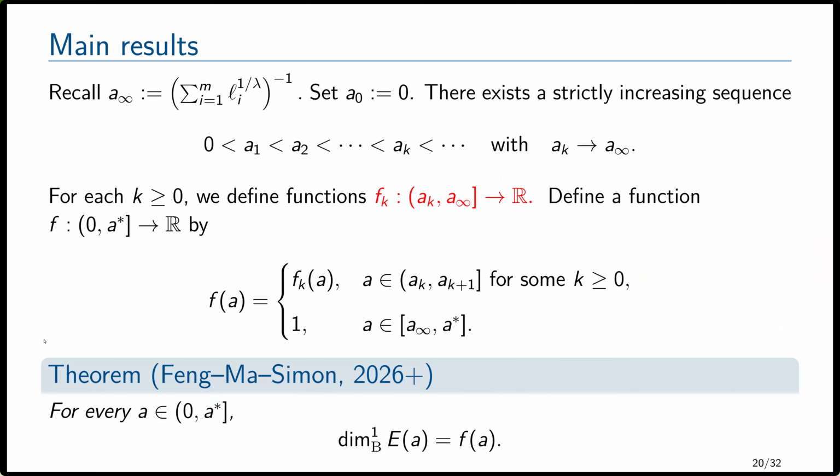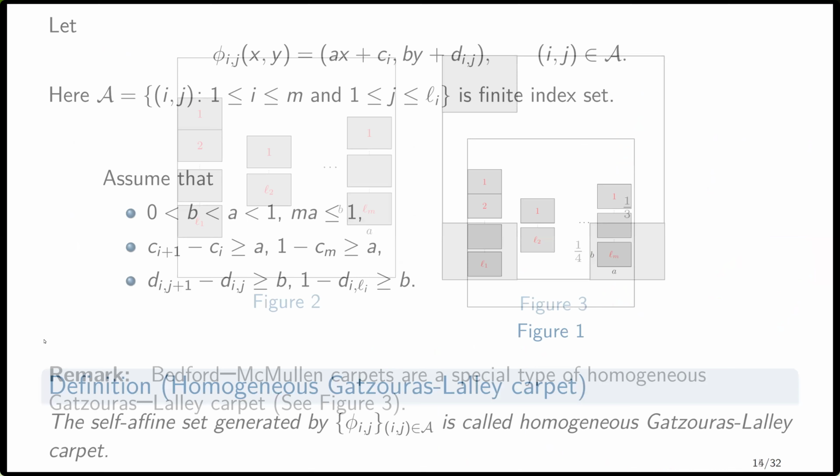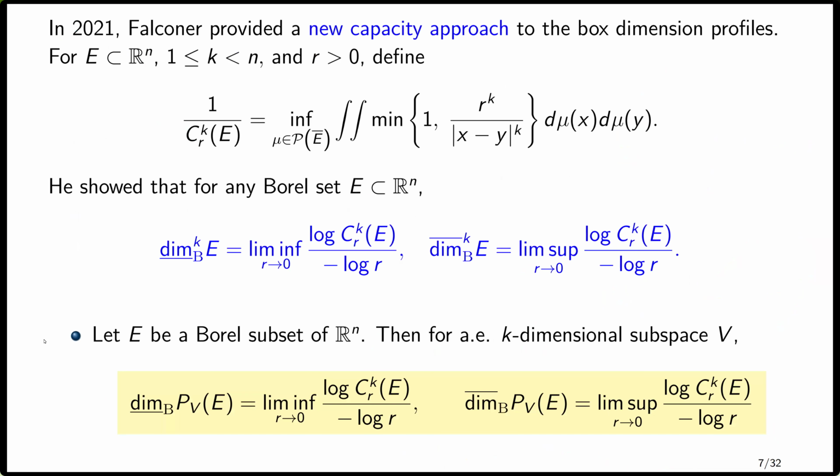Maybe let's turn to the first 3 or 4 pages to recall the dimension profile. Here, yes, here. That is the dimension profile, and that is the lower box dimension profile, CR1. We project onto a k-dimensional space, and since here we consider a self-affine set on a plane, we project onto a line. So k is 1.